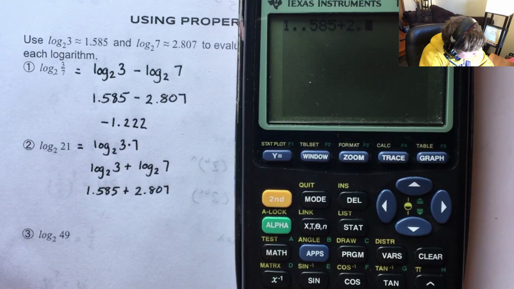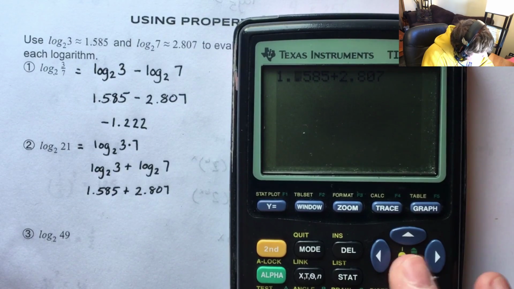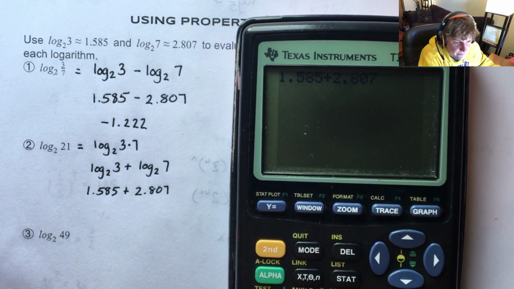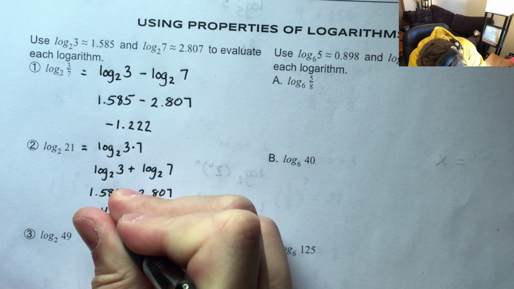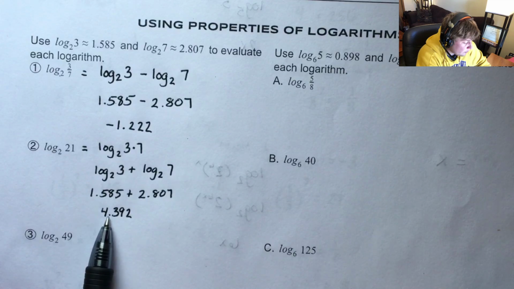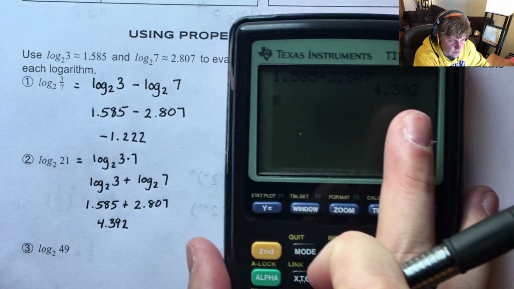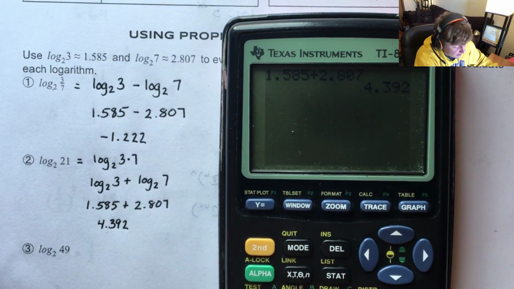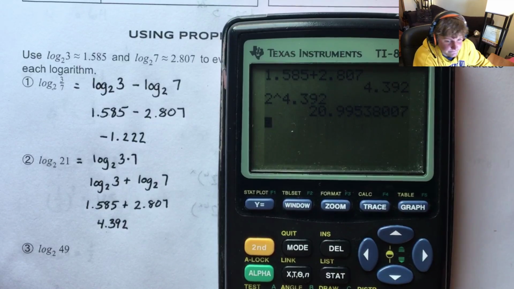1.585 plus 2.807. I typed something in wrong, I have an extra decimal. 4.392. So that means if I raise 2 to the 4.392 power, I'm going to get 21 approximately. Again, there's some rounding error in here, so it's naturally not going to be perfect, but if I put this in, you can see it's pretty darn close. 20.995.